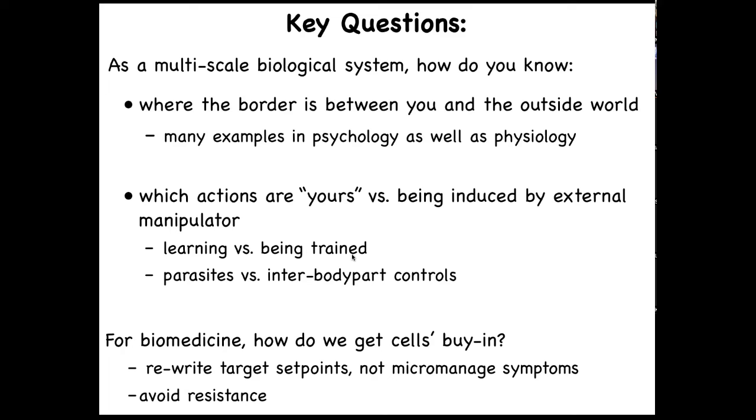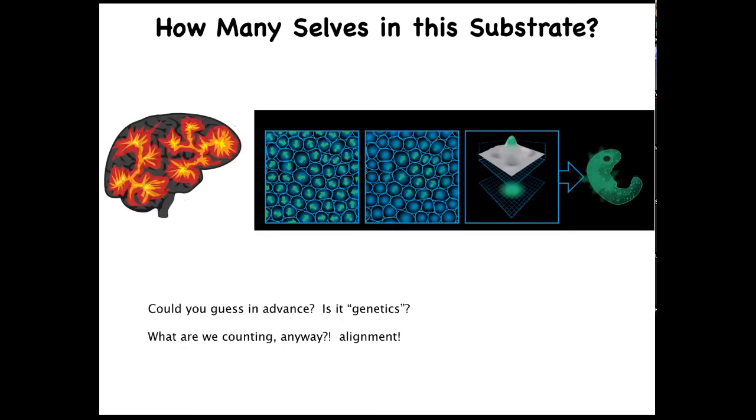So the idea to avoid resistance is to change the set points, not to micromanage the symptoms or the current state, but to actually change what it is that the collective of the cells is trying to do. And so let's just think about this. How do you set the boundaries between self and world?